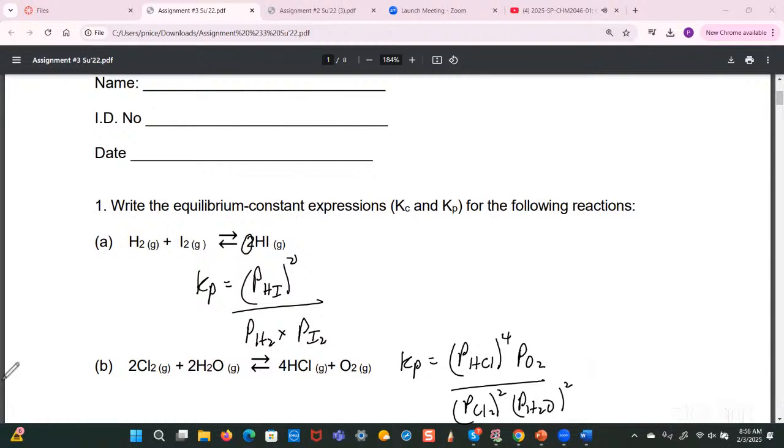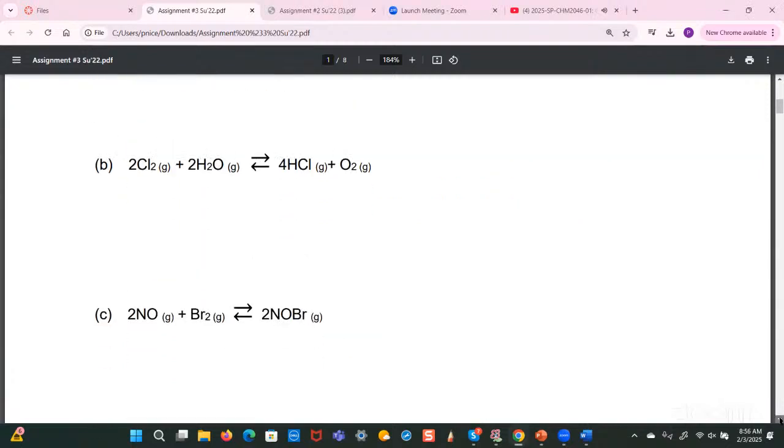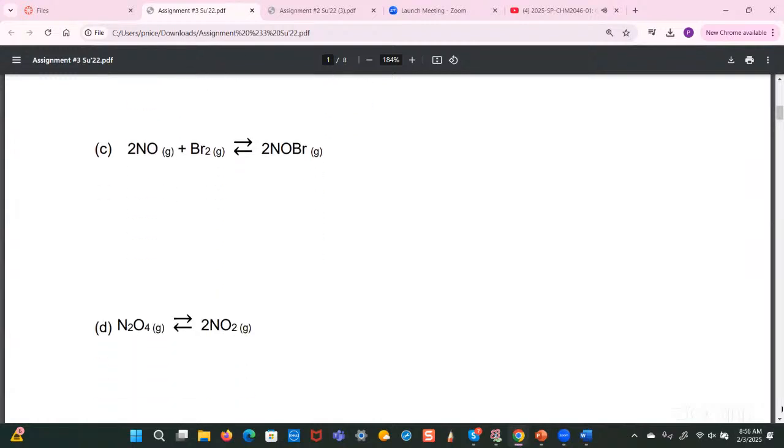So based on that, you should be able to do the rest. So you can just work on that right now. Again, if you have any questions, let me know. Can I clear this? So you guys now should be able to do C and D in terms of the expression for pressure.